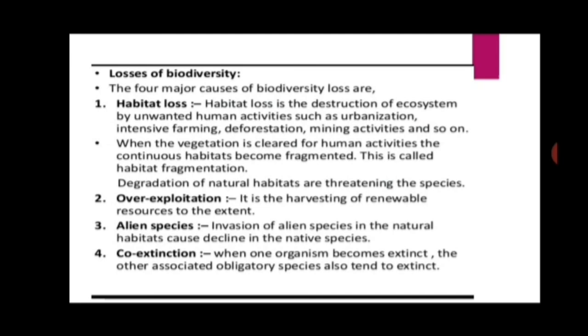So once again, let us recapitulate what we have learned in this class. We have discussed, children, about biodiversity, global species diversity, patterns of biodiversity, and loss of biodiversity.